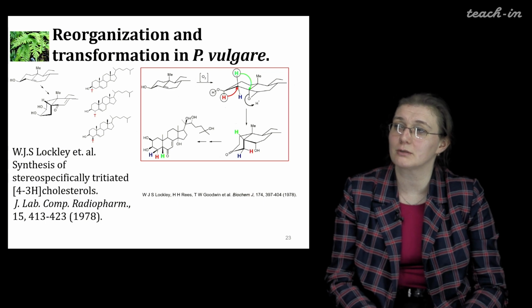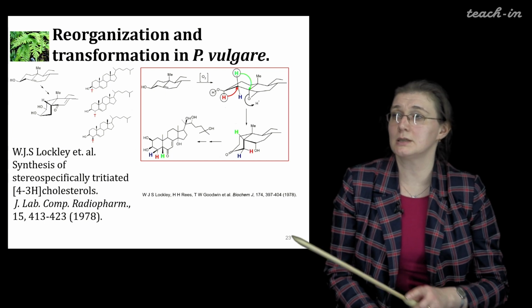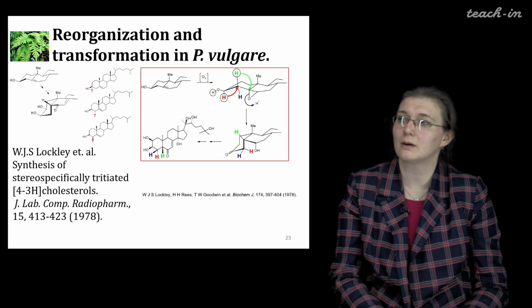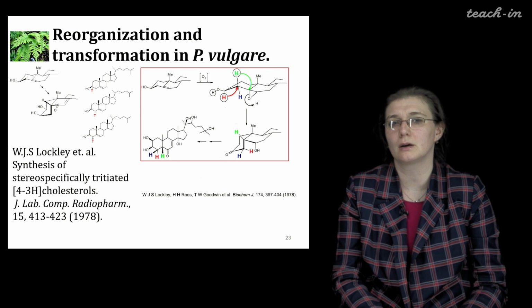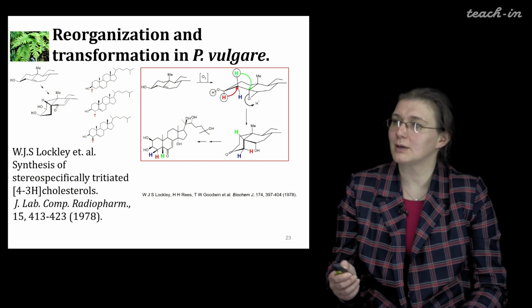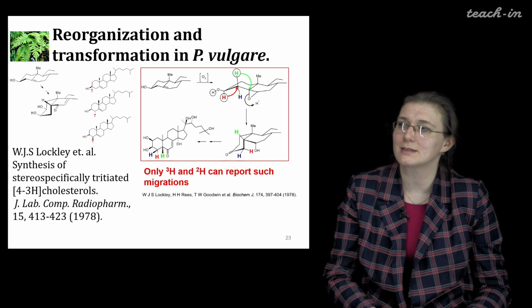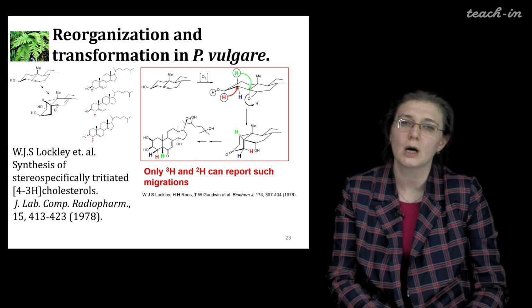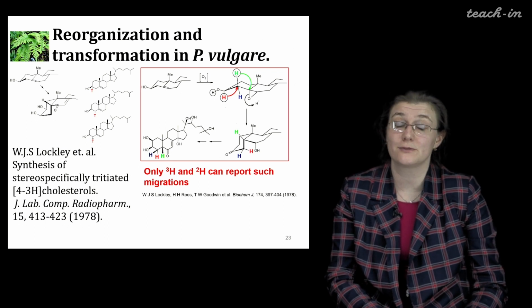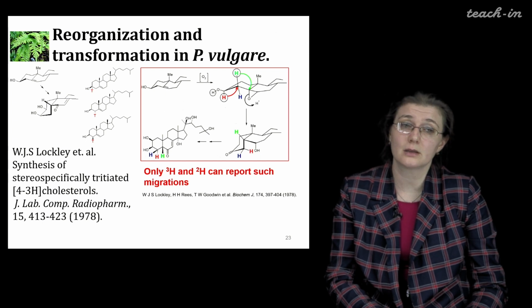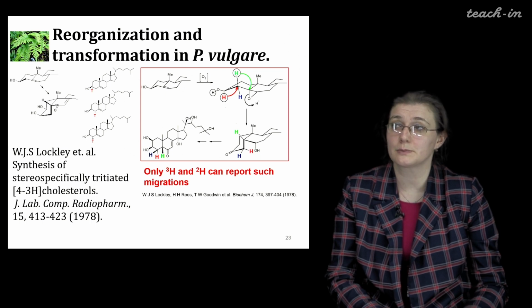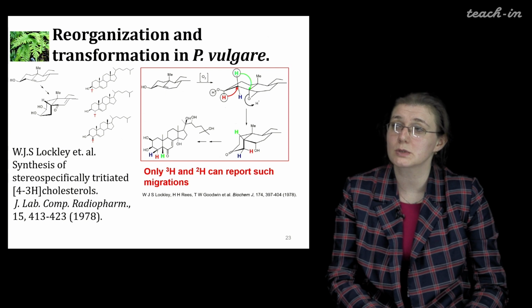It was published in 1978. This scientist is a very famous chemist who used tritium, and I have a citation from his words. He used tritium and deuterium for labeling different organic materials, and he studied some biological processes using these labeled compounds.